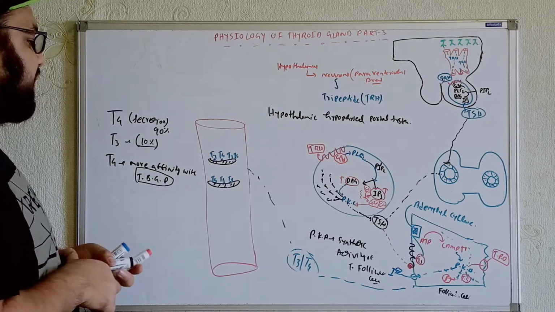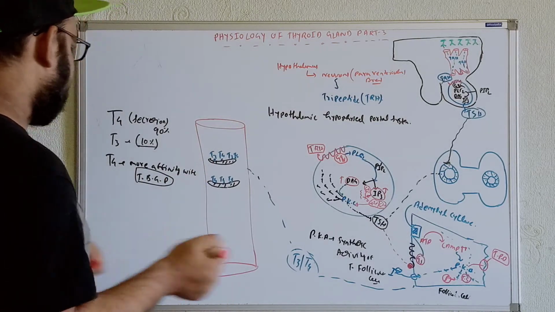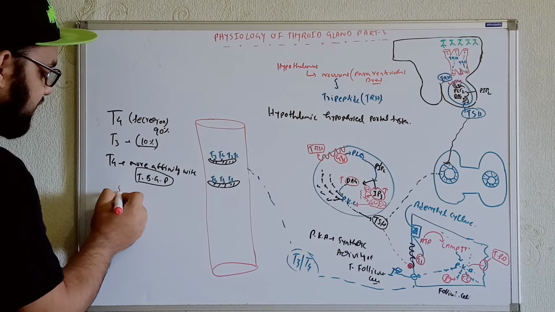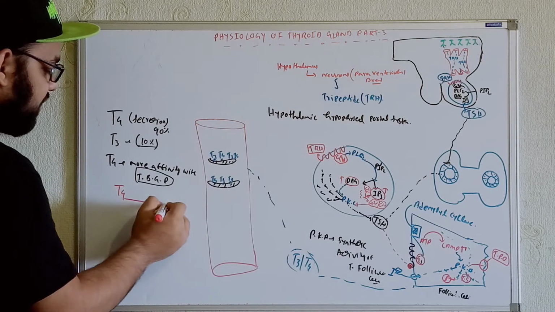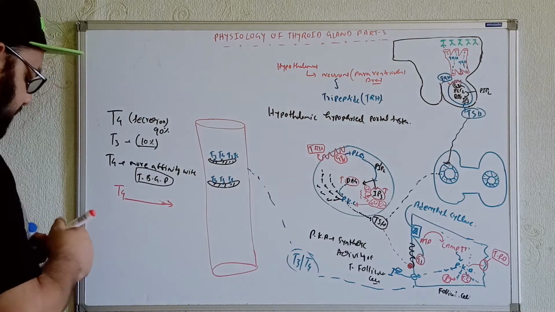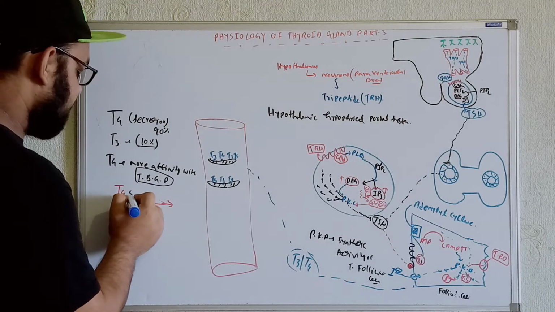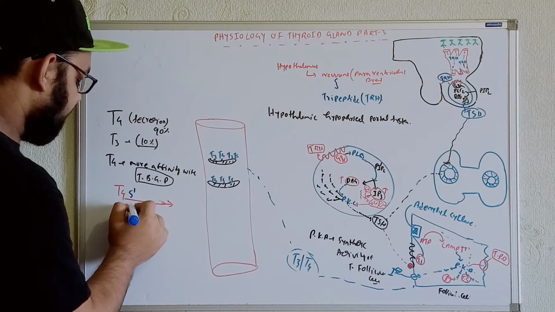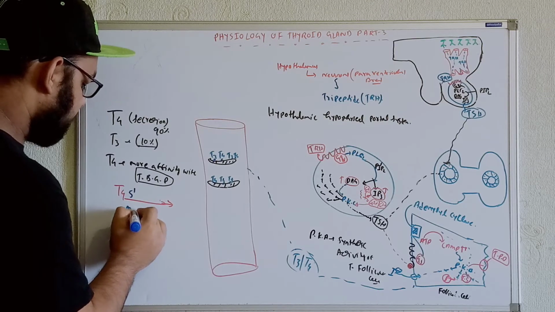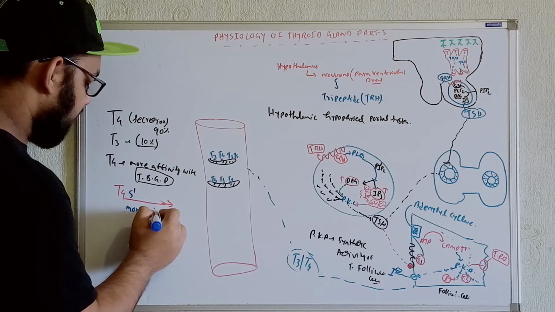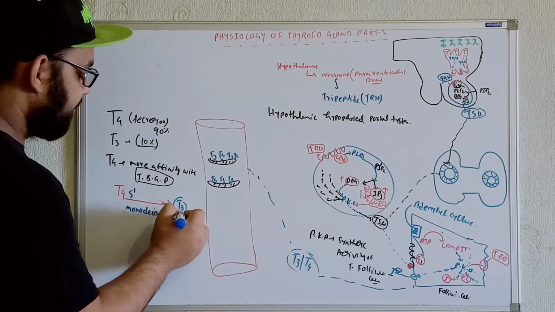Another thing is that this T4 is biologically inactive. It will be converted by 5 prime deiodinase. I have already explained these things. Please watch those videos first, then it will be easier for you to understand this one. 5 prime monodeiodinase will convert T4 into T3. Now it will be functional.